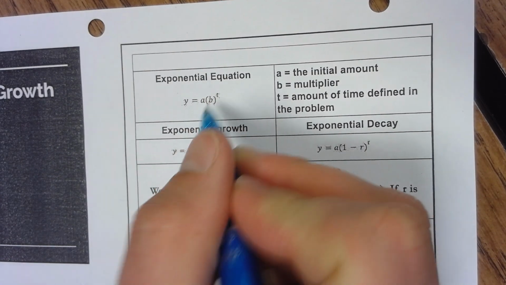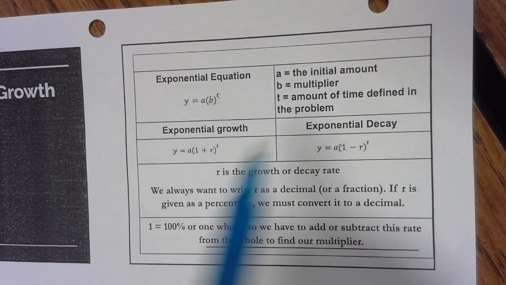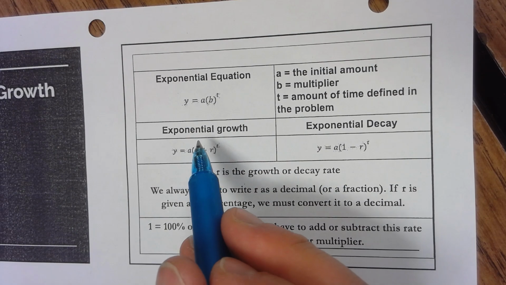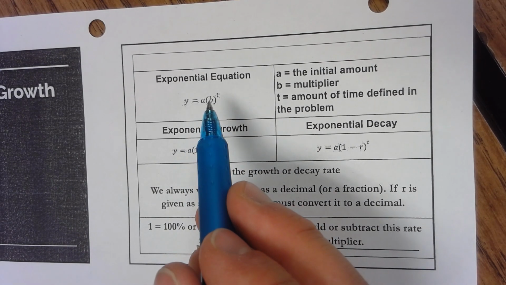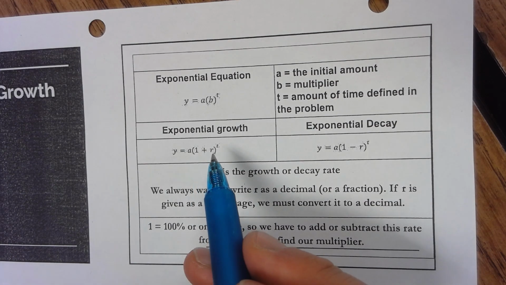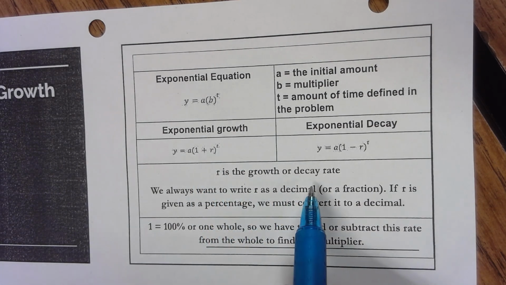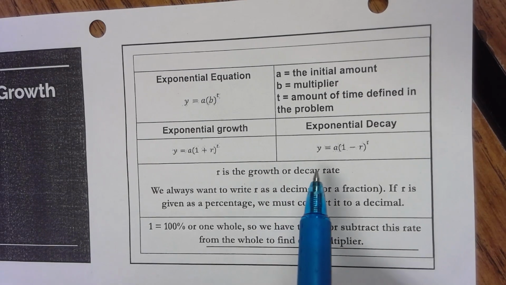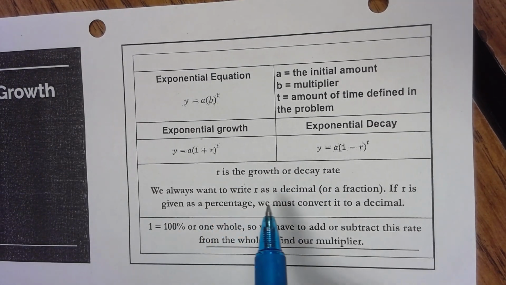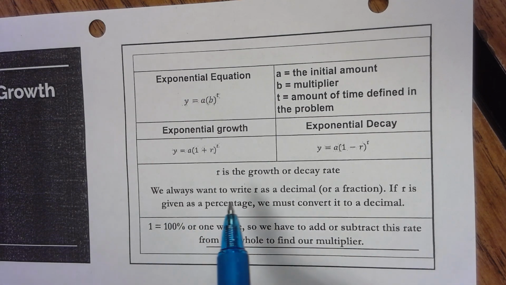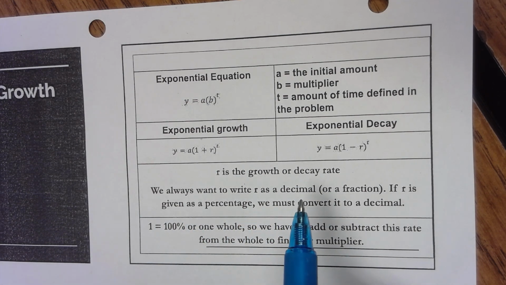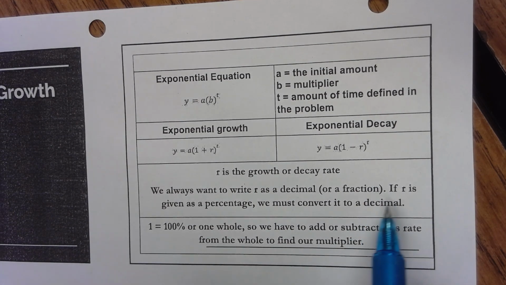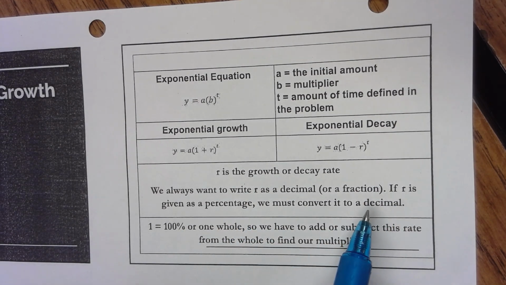Now, when we get a little more specific, this base of b, or the multiplier, is going to take one of two forms. When we have exponential growth, that value of b we're going to find by taking 1 plus r, where r is the growth or decay rate, or 1 minus r if it's decay. This r, being the growth or decay rate, is usually going to be given as a percentage. So we always want to take that value of r and write it as a decimal or a fraction. Fractions would be okay. But if it's a percent, we have to do that conversion. And that's something we'll work on here in just a second.